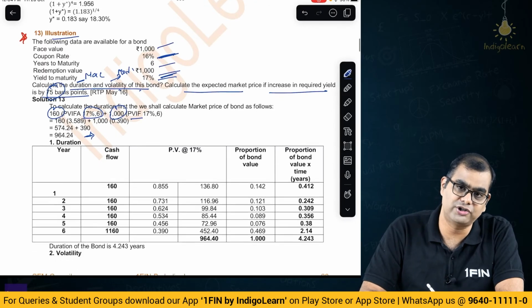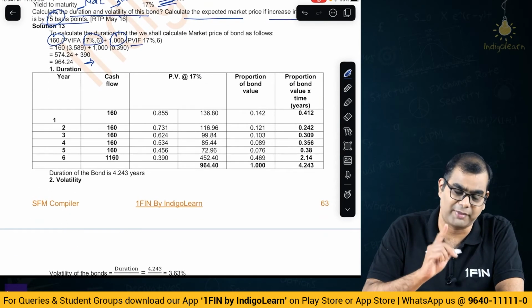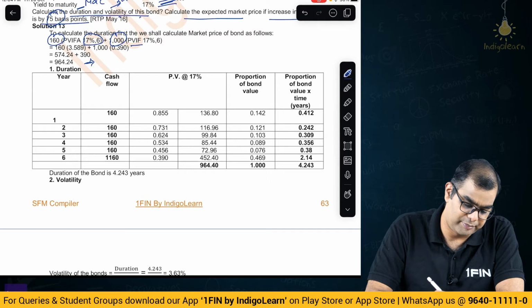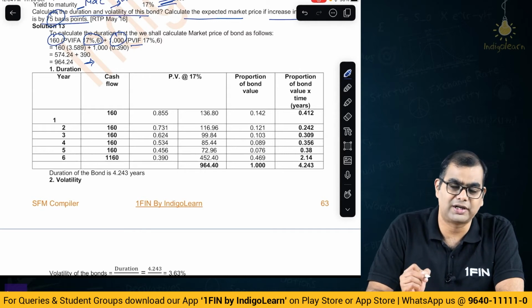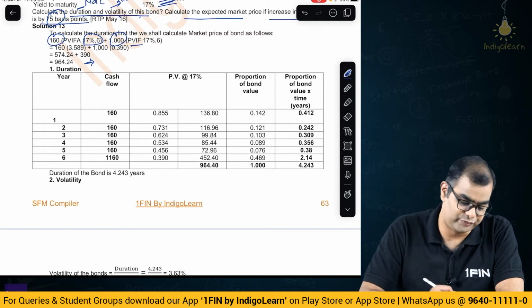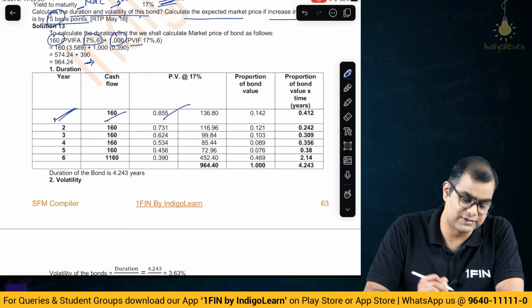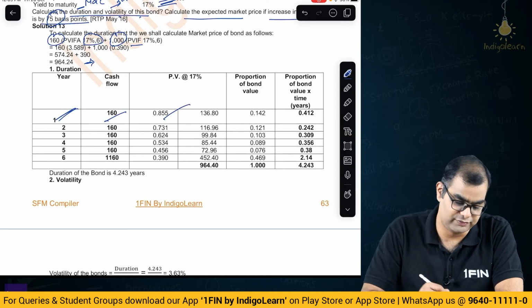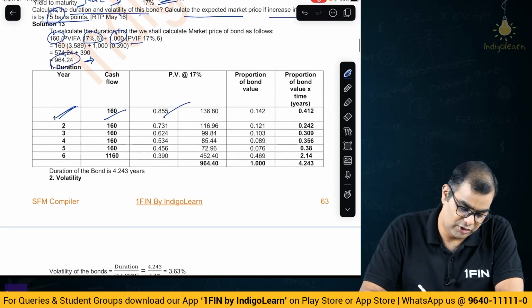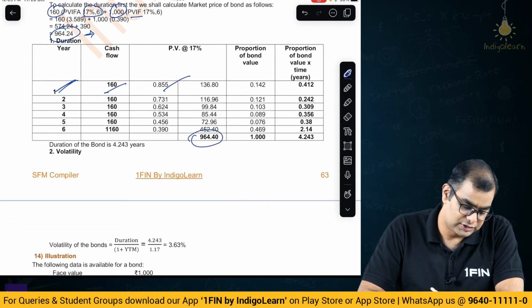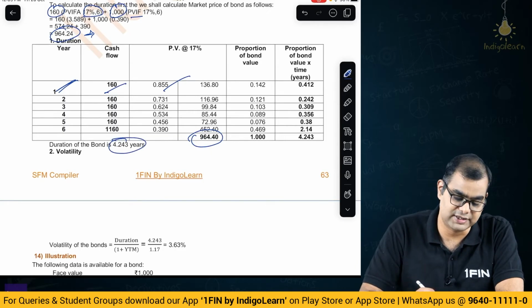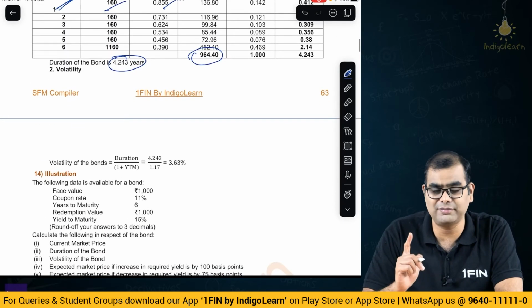Once you get the price of the bond, you are supposed to compute the duration. Duration is Macaulay duration. Macaulay duration is present value into cash flow into your time. So, you do this into this into this and divide it by P0, which is 964. So, you compute the duration of the bond, you get the duration of the bond as 4.243 years. Now, this 4.243 years is the Macaulay duration.